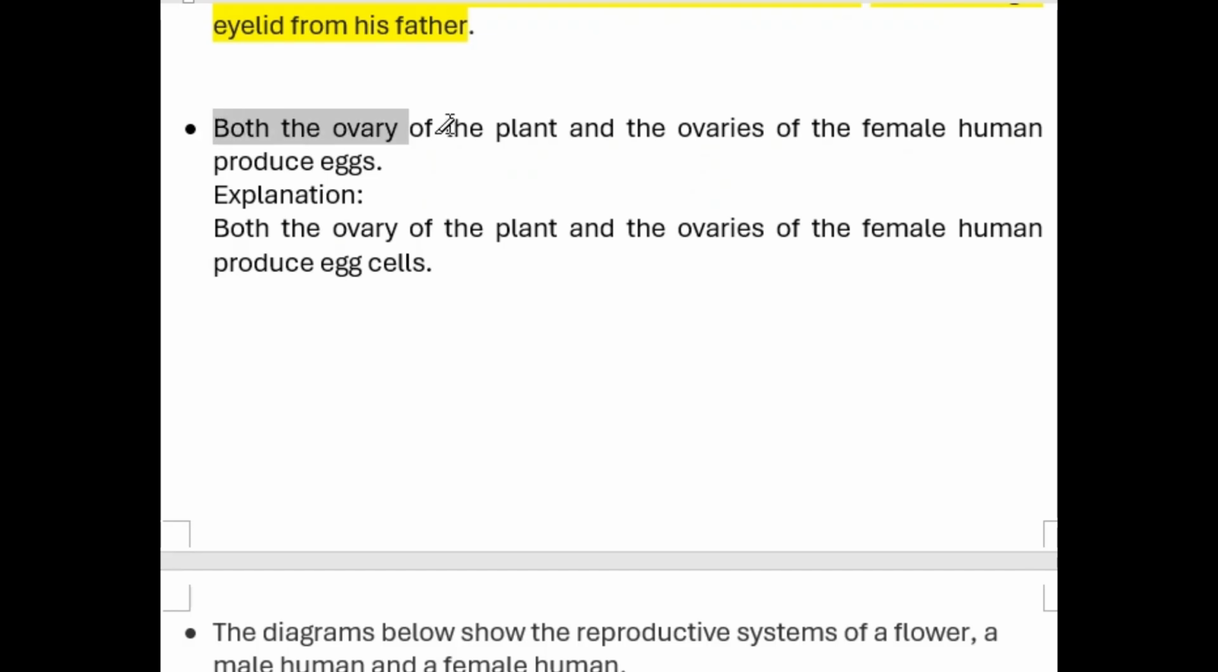Both the ovary of the plant and the ovaries of the female human produce eggs. Explanation. Both the ovary of the plant and the ovaries of the female human produce egg cells.